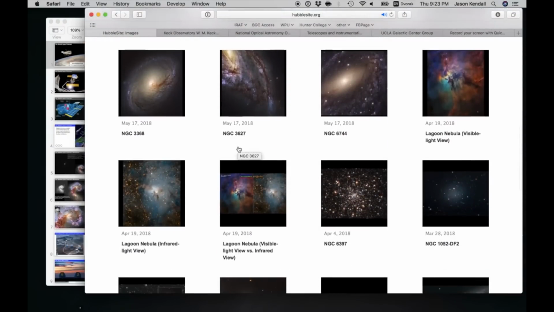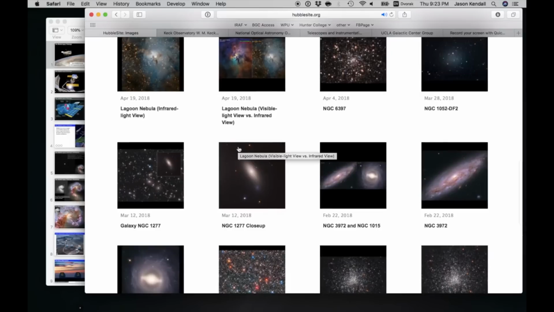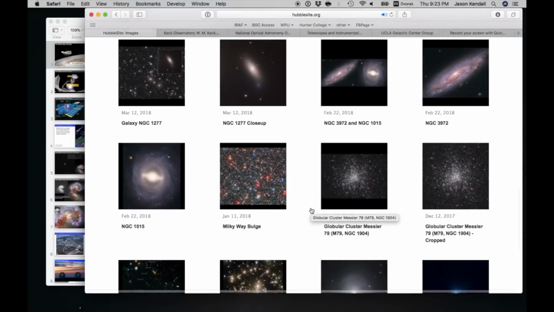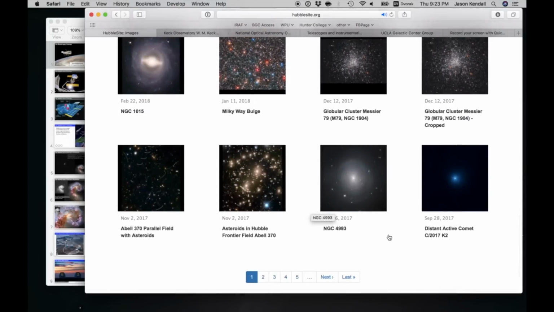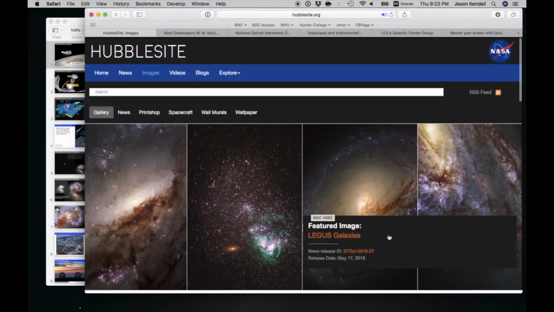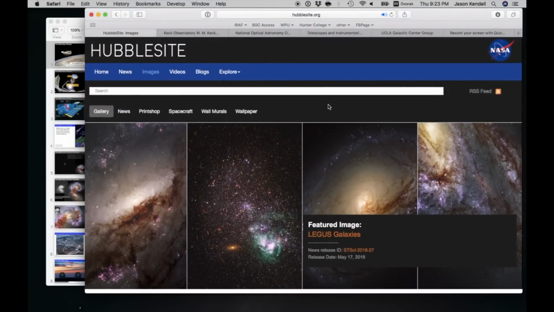These images are taken by the telescope and then constructed after the fact, because they all come out black and white through filters. So it's not like it takes a color picture. It takes a series of filtered images, and all the color images are combined together.